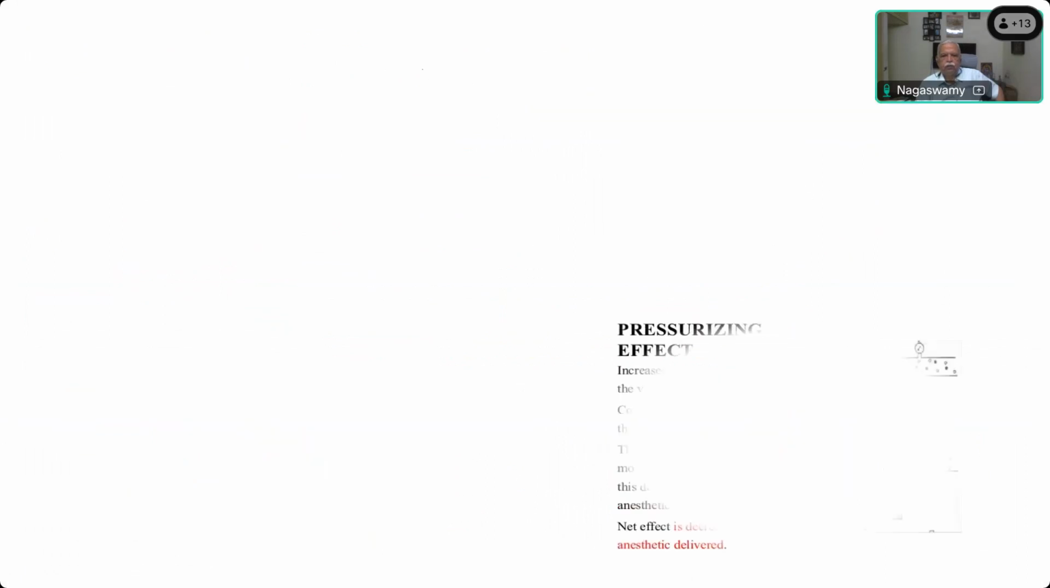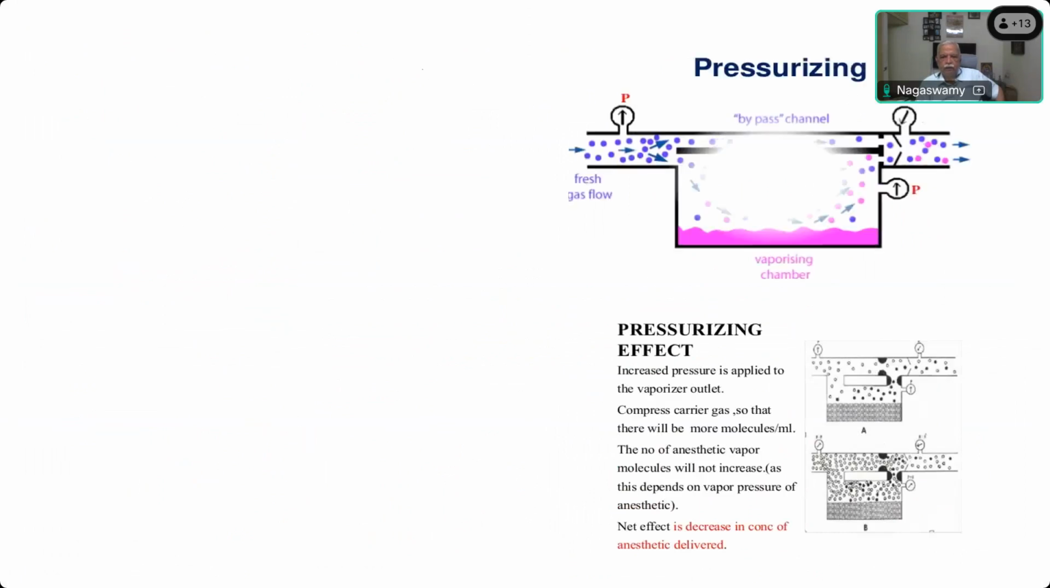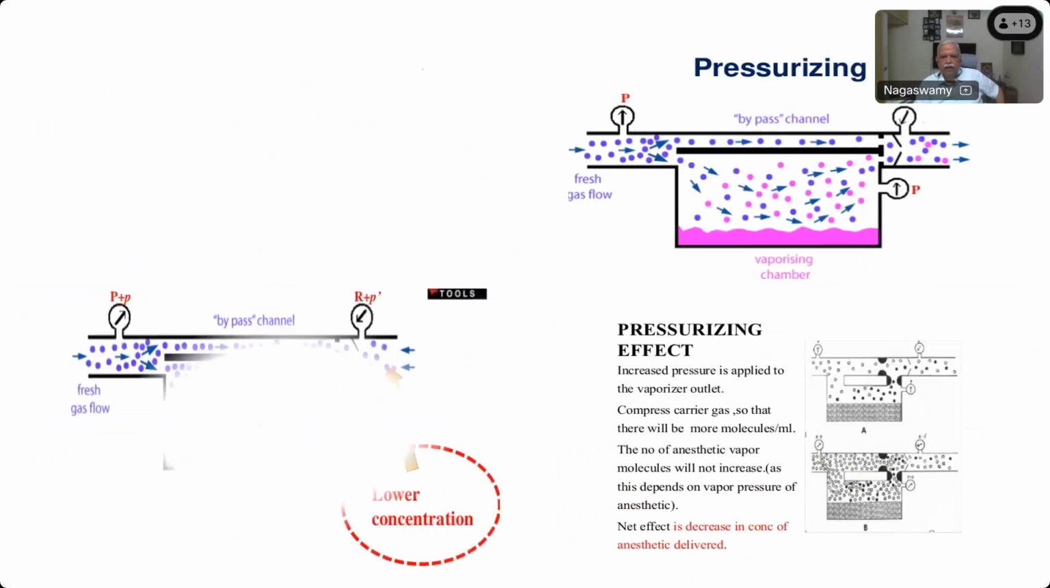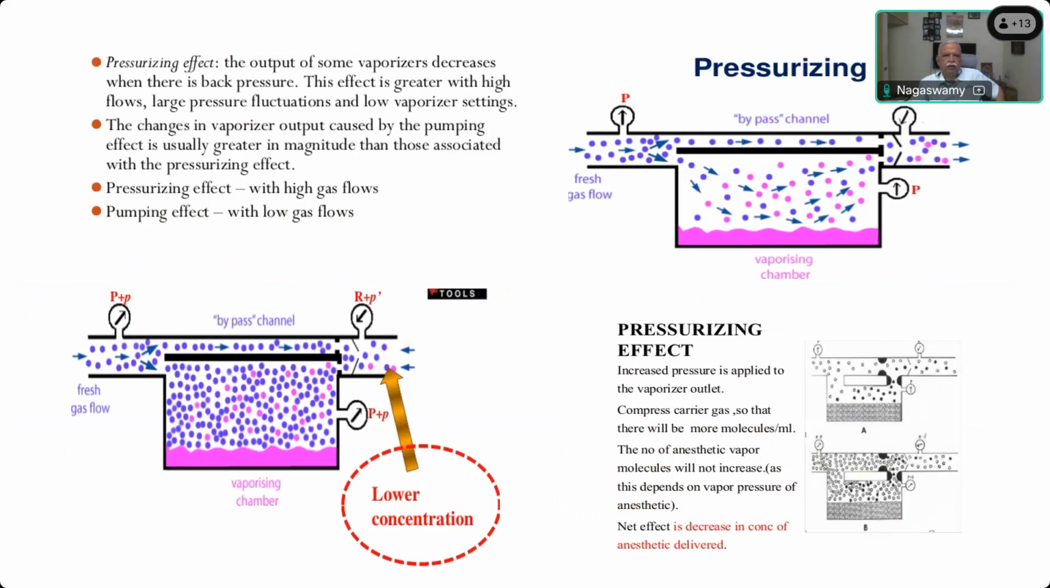So what is the pressurizing effect? That is the next thing. It is also because of the same back pressure effect. It is actually supposed to lower the concentration instead of increasing the concentration. So the output of some vaporizers decreases when there is a back pressure. This effect is greater with higher flows, larger pressure fluctuations, and lower vaporizer settings.